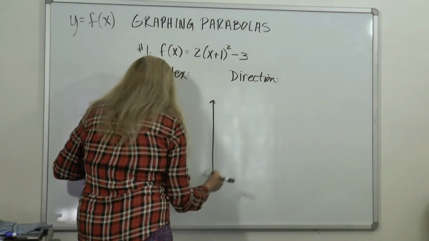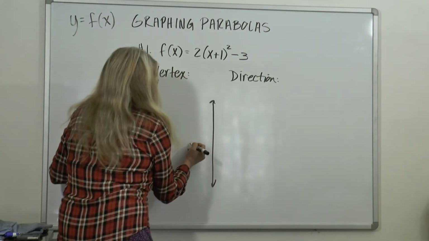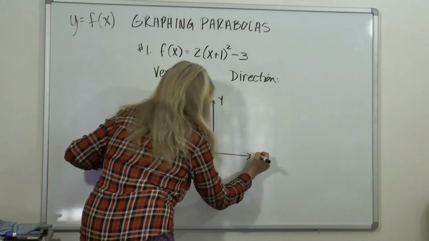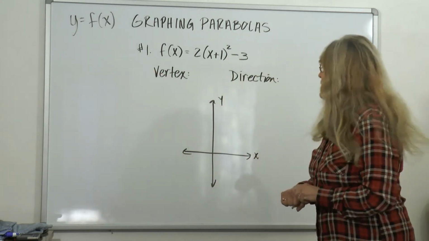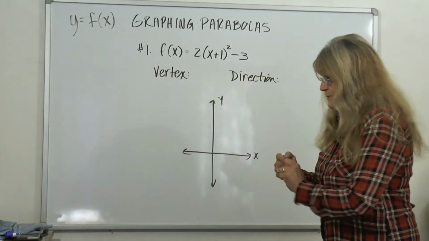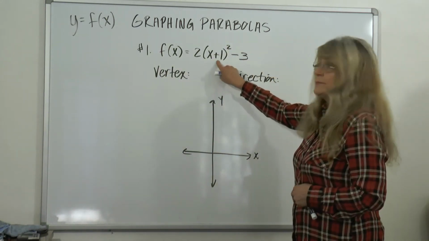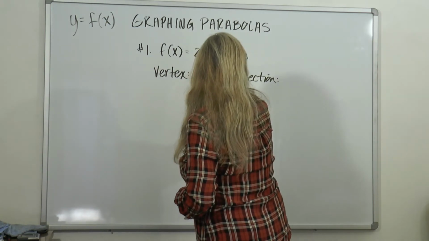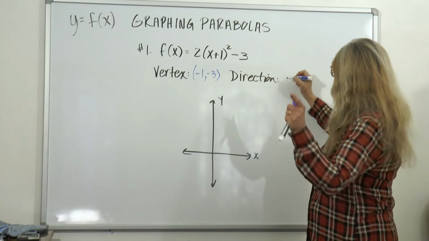I have a straight edge in here somewhere. Okay, remember y and f of x, same thing. Okay, so for this, we want to pick out our vertex. So the opposite of how it looks, exactly how it looks. So this is going to be -1, -3. The A is positive, so it's going to open up like a smile.